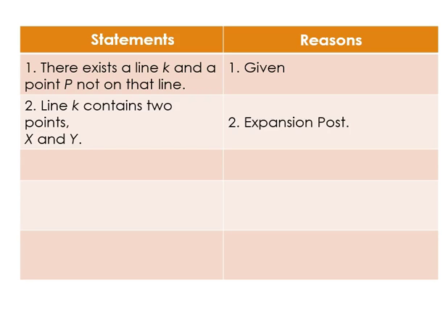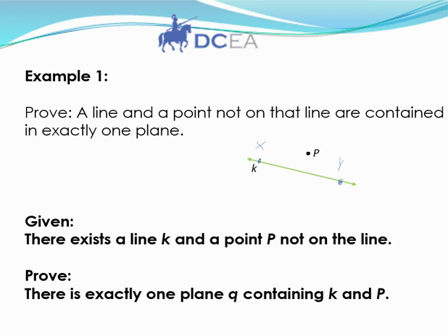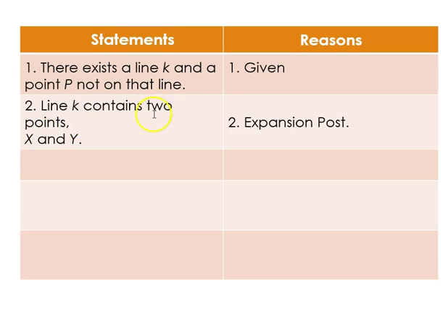Now let's talk about line K. It says here that line K contains 2 points X and Y. Going back to our original drawing, there were no points on the line, so we're now going to add point X and point Y. Our theorem has actually given us permission to do that. How can they do that? By using the expansion postulate. This is a postulate that we learned that says a line contains at least 2 points. That gives us the permission.